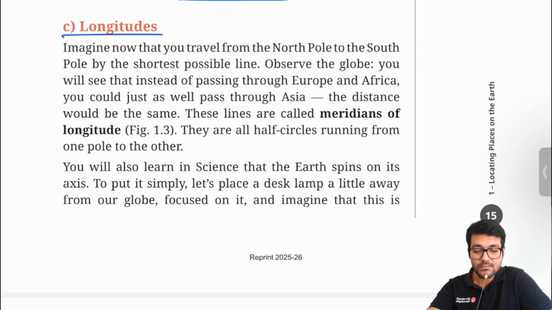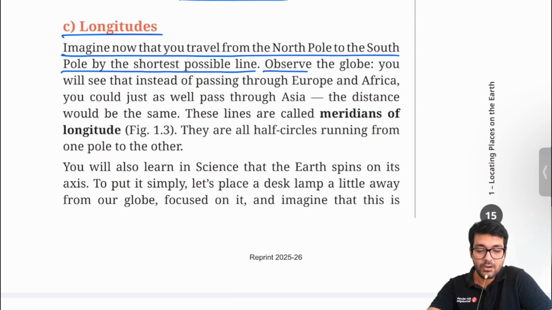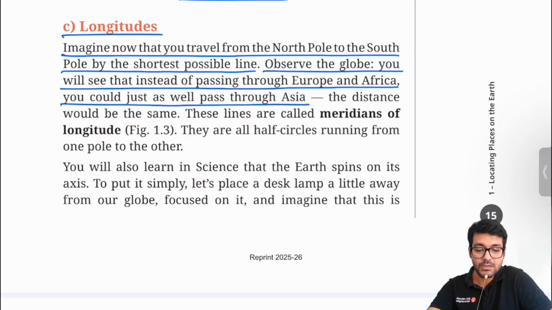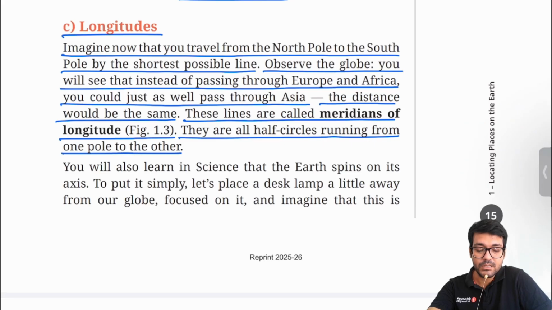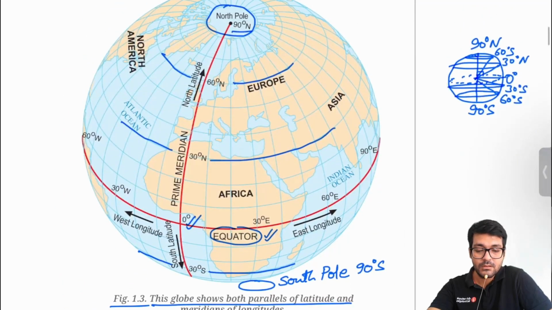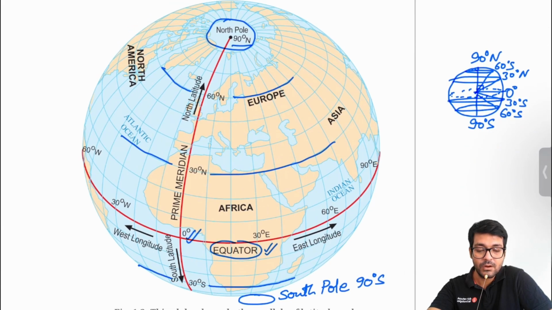See longitudes. Imagine now that you travel from the North Pole to the South Pole by the shortest possible line. Observe the globe. You will see that instead of passing through Europe and Africa, you could just as well pass through Asia. The distance would be the same. These lines are called meridians of longitude. Figure 1.3. They are all half circles running from one pole to the other. You can see half circles connecting North Pole to South Pole vertically.